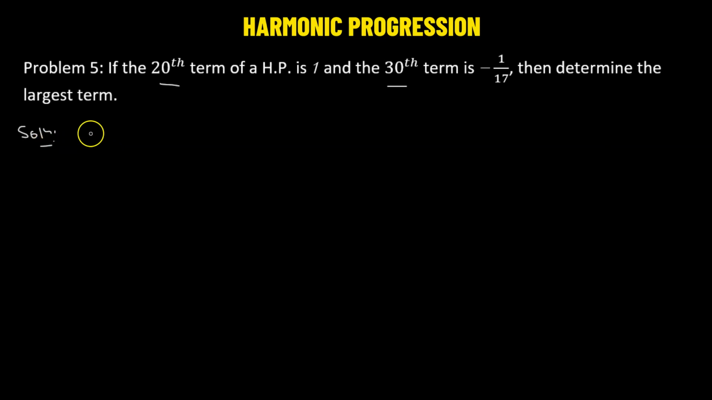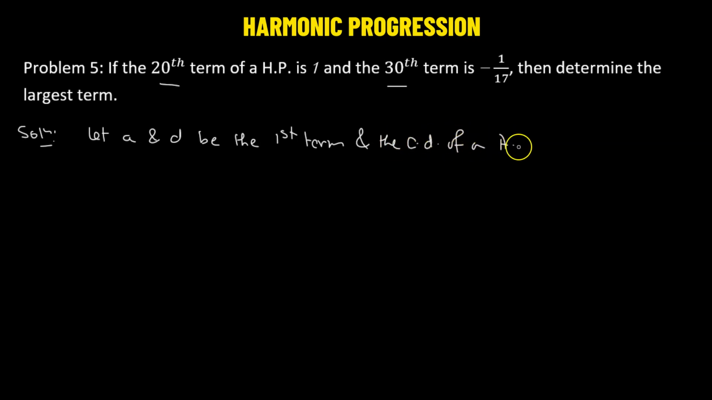We'll first begin by considering: let a and d be the first term and the common difference of an arithmetic progression. So we'll start out with an arithmetic progression. Here a and d represent the first term and the common difference. Then what will be the 20th term of the HP?